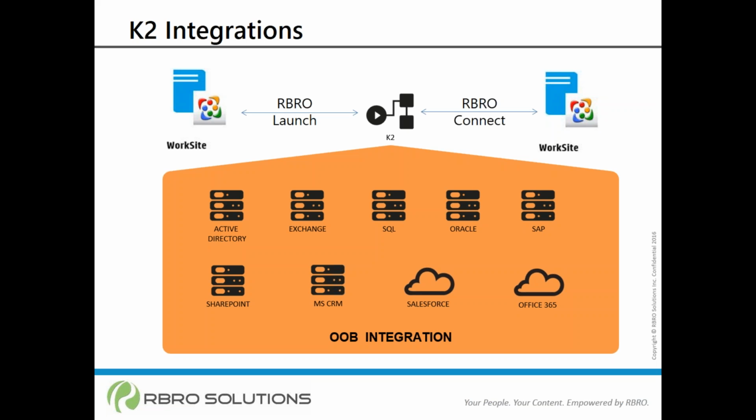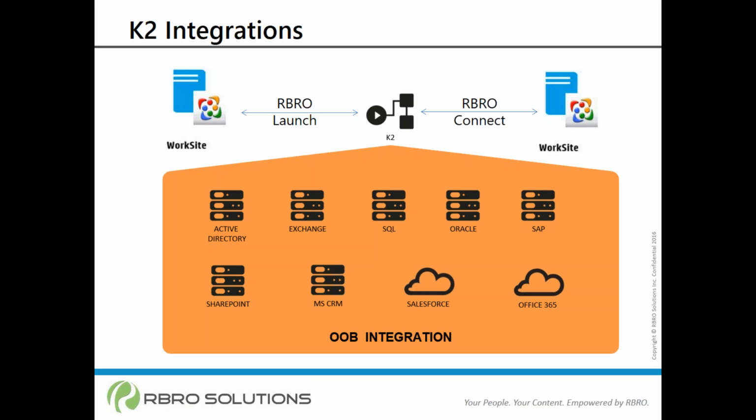And then we have another product called Arbro Launch, and these are the two that we like to showcase because, generally, in terms of integration with iManage, these two are the biggest sellers. Arbro Connect allows you to integrate two-way with your iManage environment, and Arbro Launch allows you to start K2 processes within iManage.